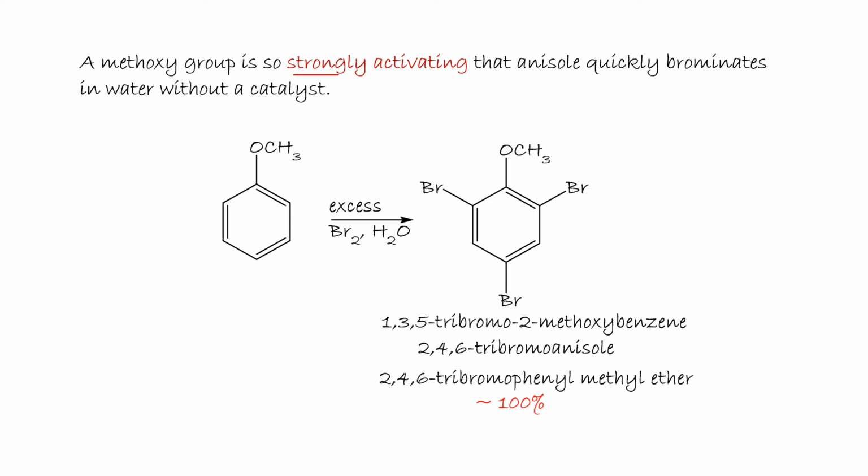A methoxy group, we call it strongly activating. Why? Because when we treat anisole with just bromine in water, we get tribromoanisole. If we consider the naming, anisole will be number 1, and the bromines will be numbers 2, 4, and 6. So it's 2,4,6-tribromoanisole. If you would like to name it as a benzene, then it will be 1,3,5-tribromo-2-methoxybenzene. The product in this case is 100% tribromo compound. So the methoxy group is strongly activating.